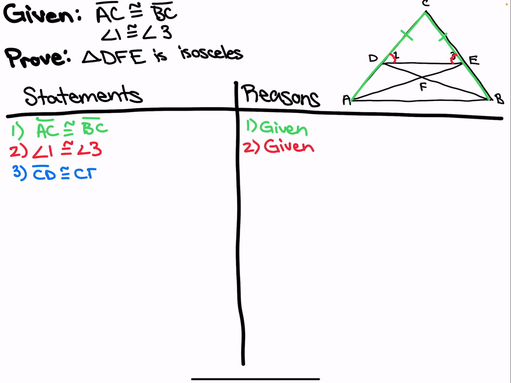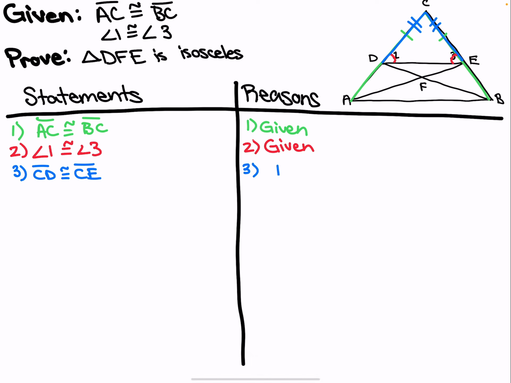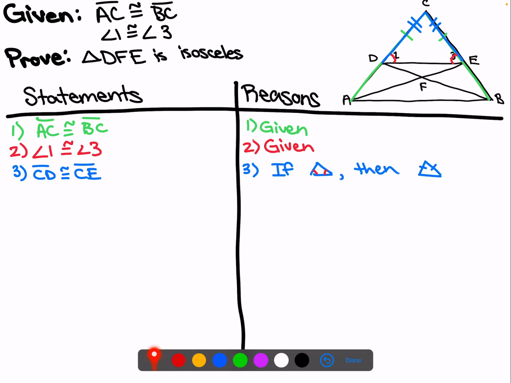And the reason I can say that CD is congruent to CE is because if base angles are congruent, then legs are congruent. So if base angles are congruent, then legs are congruent. Now, if I look at this, I have this green side length and this blue side length. So from here, I'm looking at triangle ACE. That's the triangle that I want to prove congruent, triangle ACE congruent to triangle BCD. So these are the triangles I want to work with.